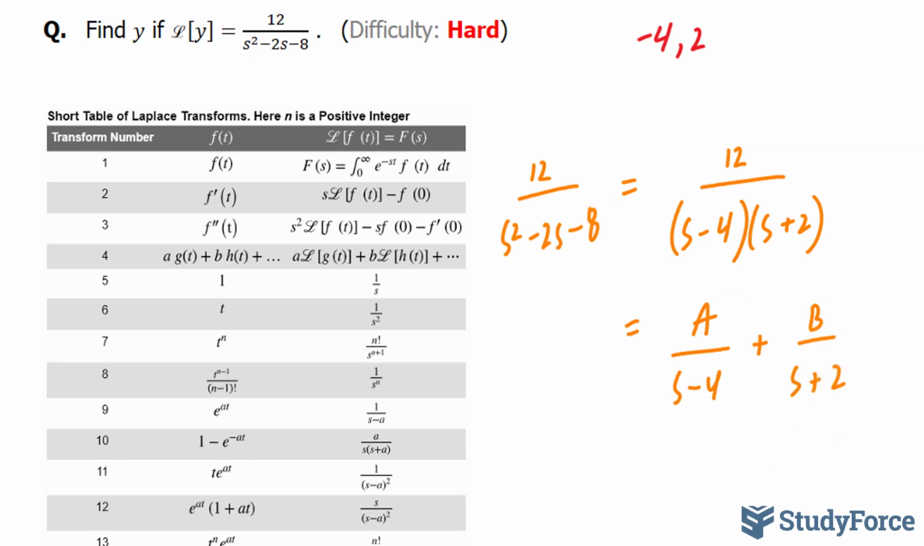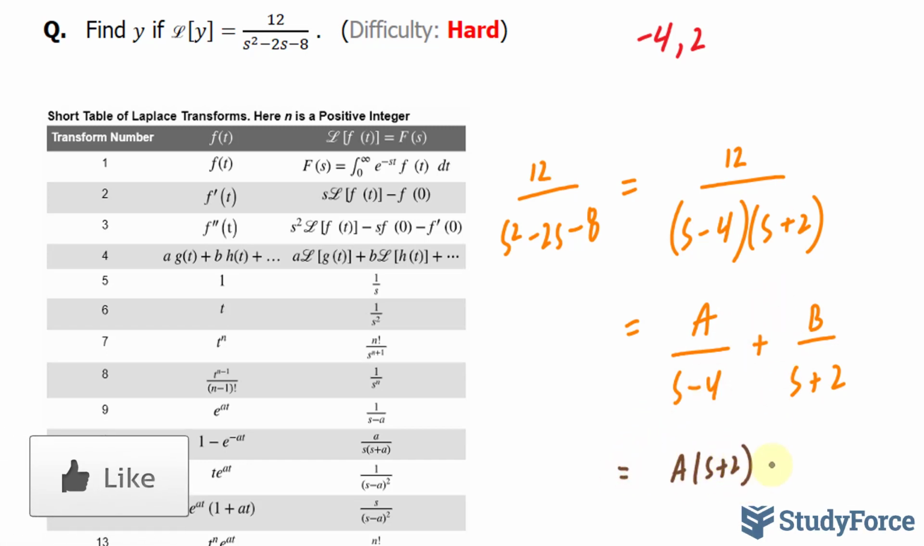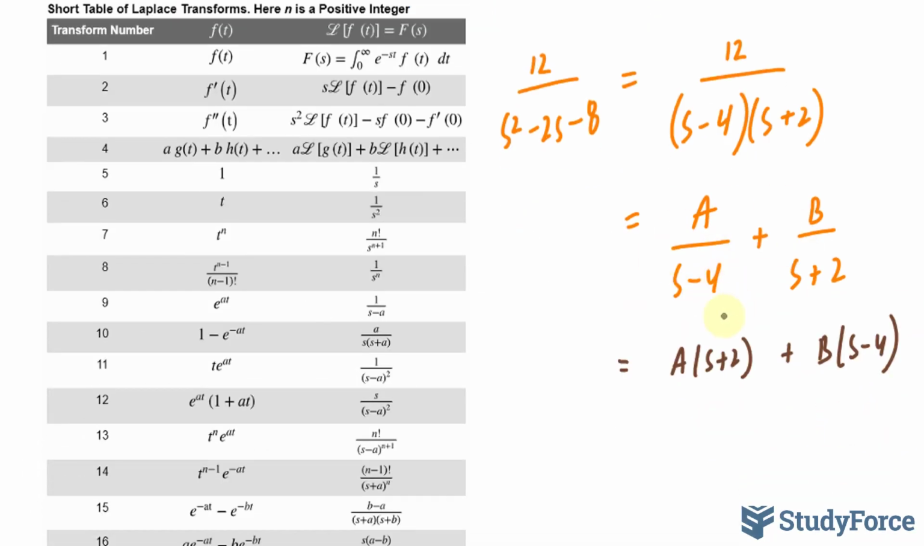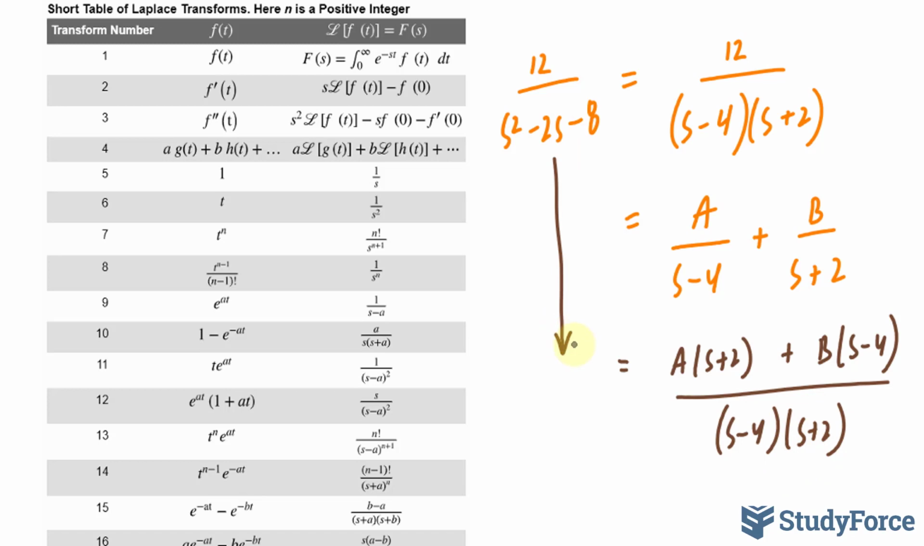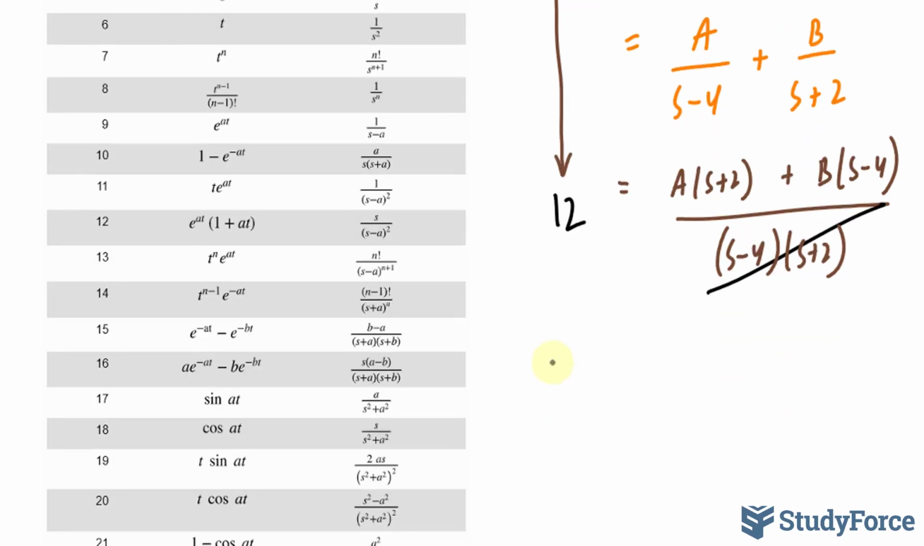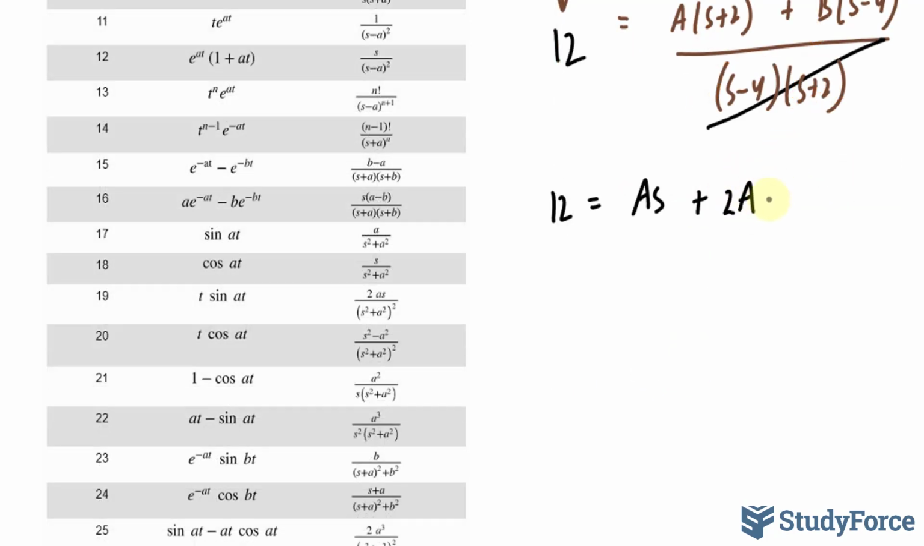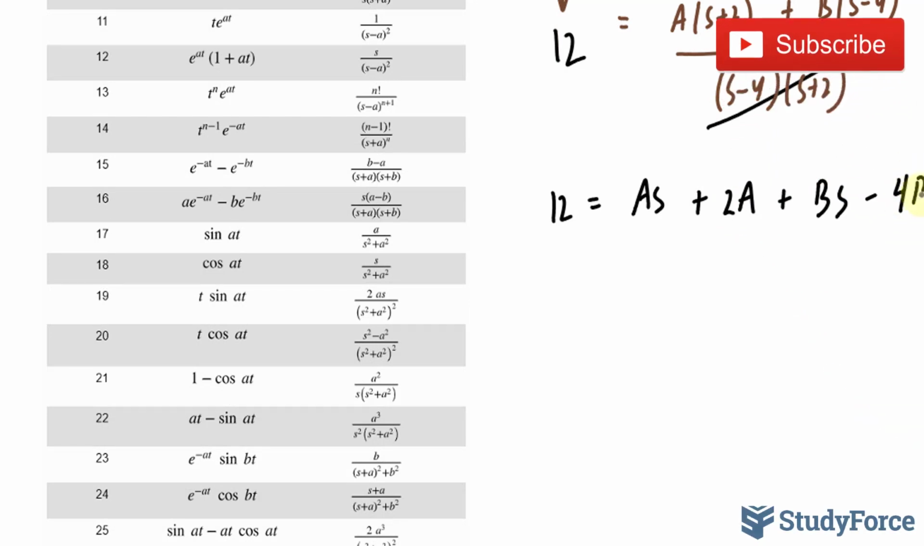Now on the right side here, if I find a common denominator, I'll end up with a times s plus 2 plus b times s minus 4. And by taking a common denominator, we'll have s minus 4 times s plus 2. Now I want you to pretend that this is down here. Since the denominators are the same, we can clear the denominators, leaving us with 12 on the left side is equal to as plus 2 times a plus b times s minus 4 times b.